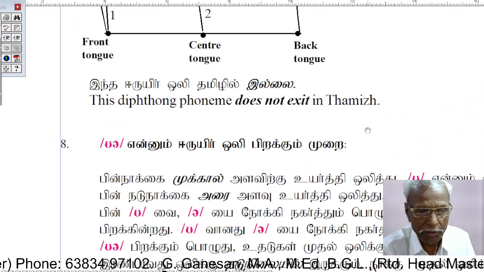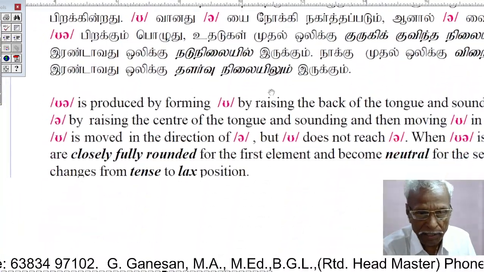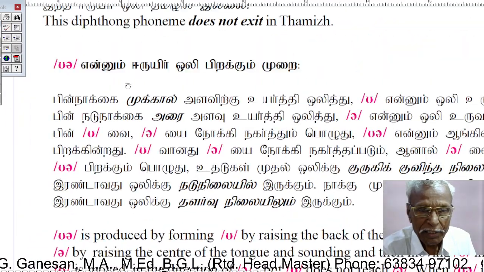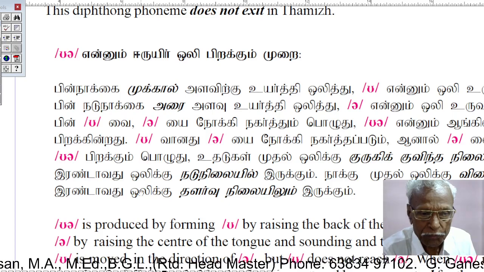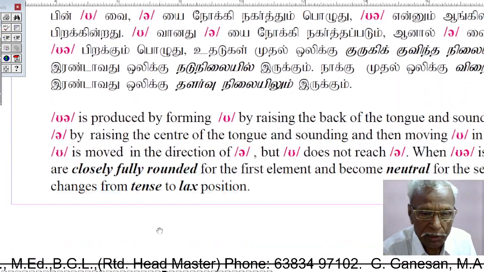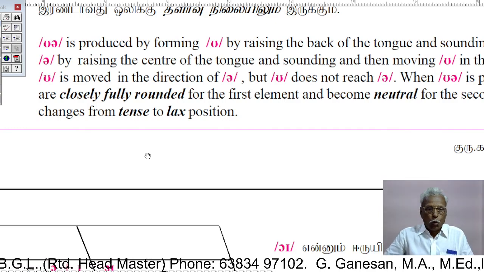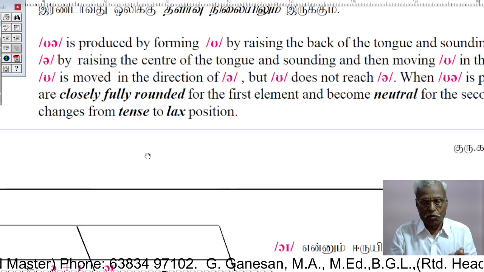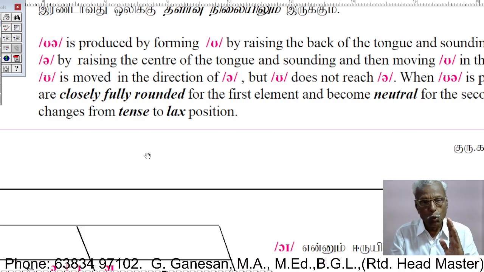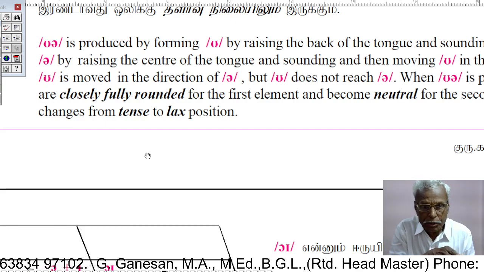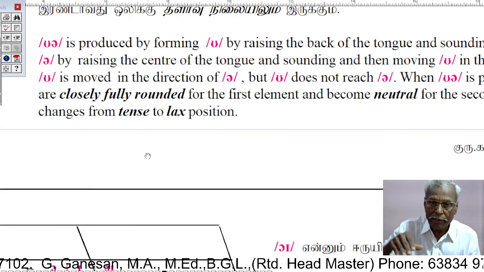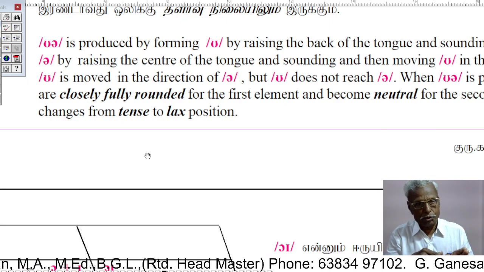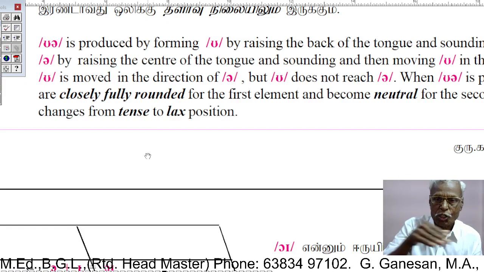This phoneme is not available in Tamil. Let us see the eighth diphthong phoneme. There are two vowel phonemes, U and A. U is a back vowel, A is a central vowel. Let us see how UA is produced. UA is produced by forming U by raising the back of the tongue and sounding, and A is produced by raising the center of the tongue and sounding.